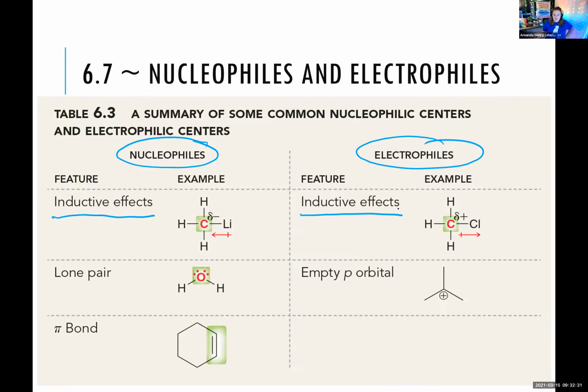It's talking about electronegativity. Inductive just means it's affecting the electrons. In one case, it's making the carbon partially negative, and in the other one, it's making it partially positive. A lone pair can be a nucleophile source because we get that partial negative charge, and then our pi bond. And then on the electrophile side, we have that empty p orbital, so our carbocation.